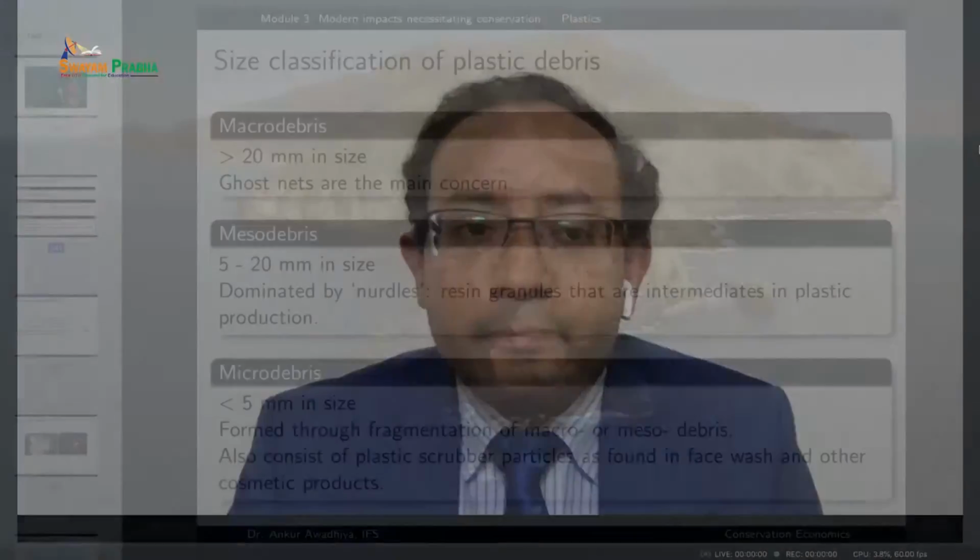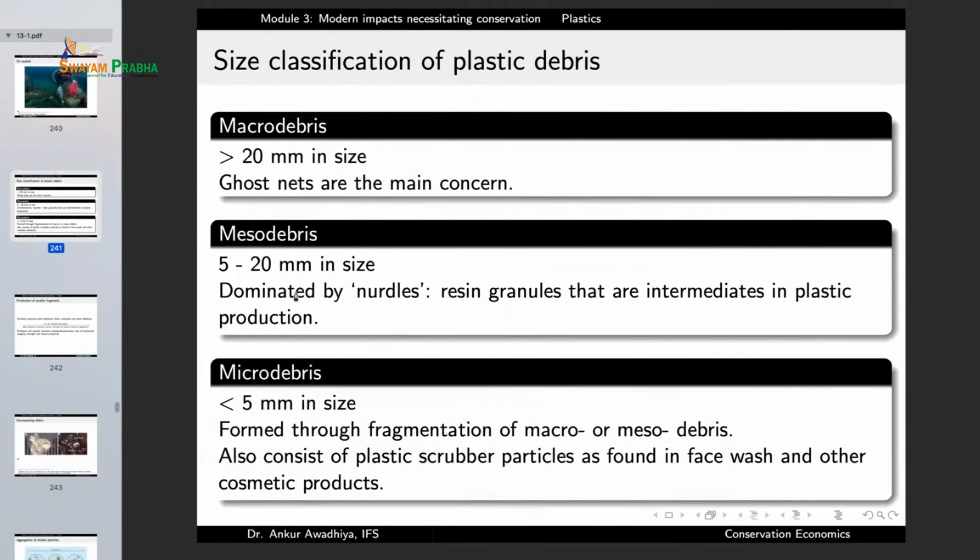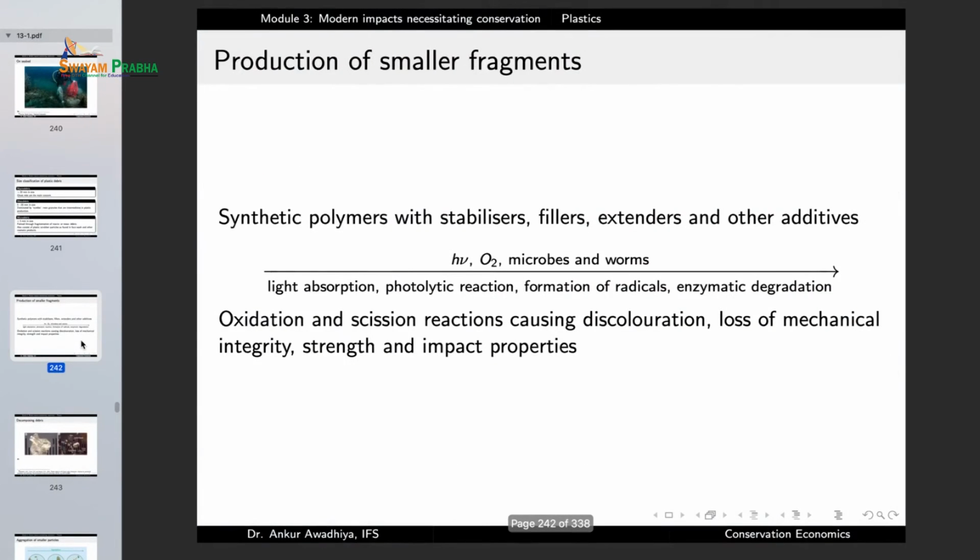And we have this size classification. So you have large plastic, medium sized plastic, or small plastics. And typically, when the plastics degrade, then there is some amount of degradation that happens because of the impact of light and the impact of oxygen. And because of that, and because of mechanical degradation, the plastics reduce in size. And so we have these three categories: macro, meso, and micro degree.